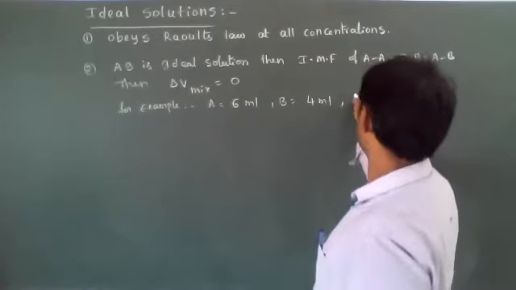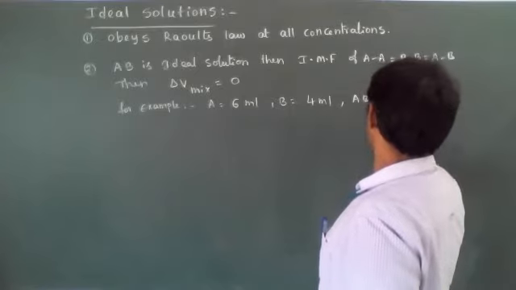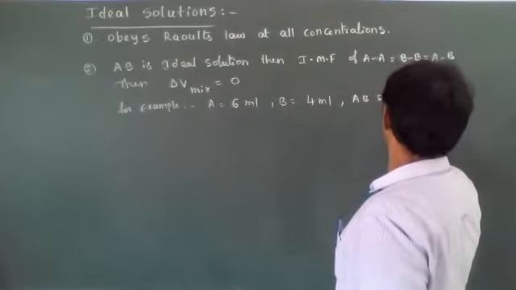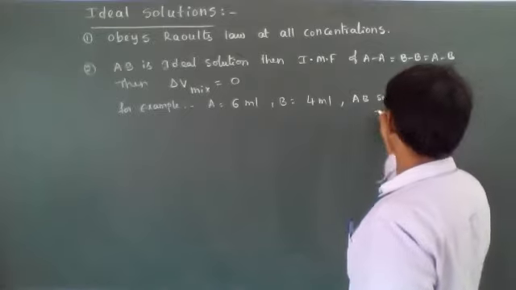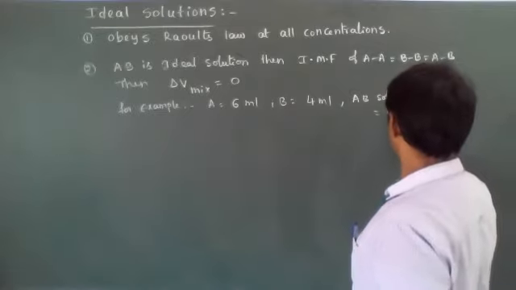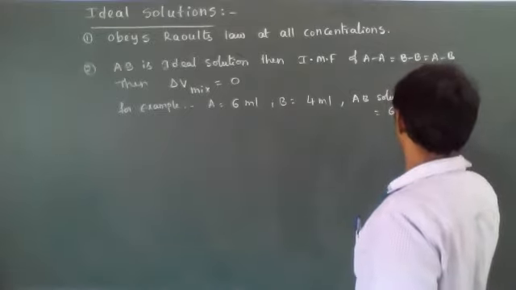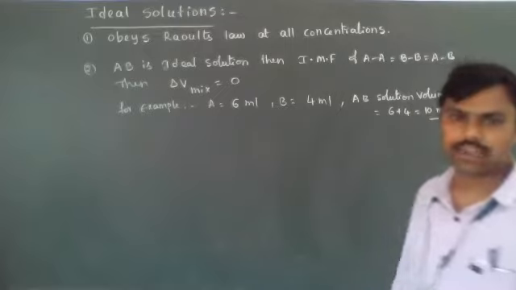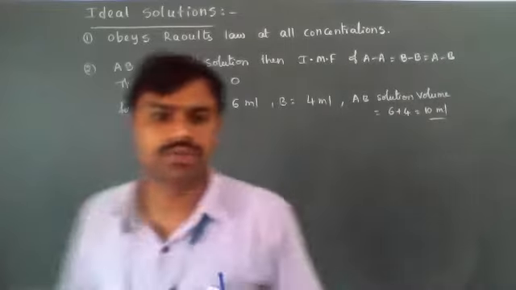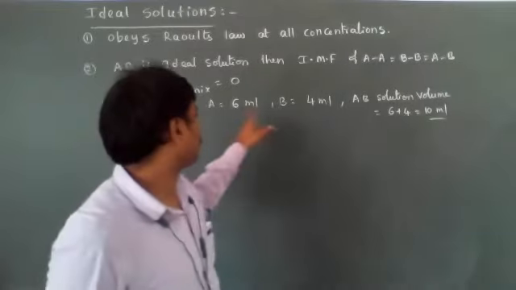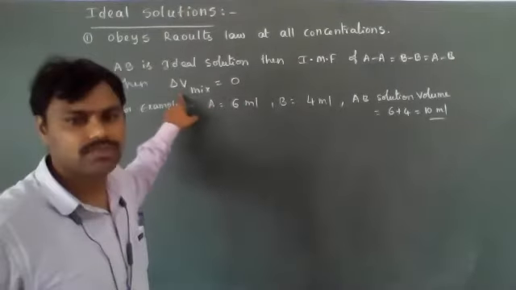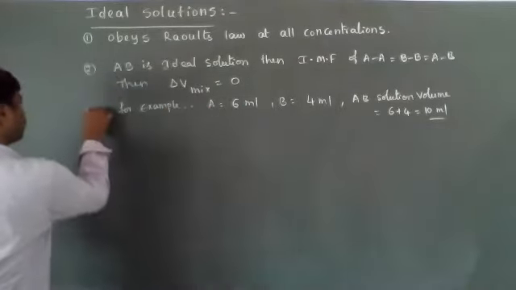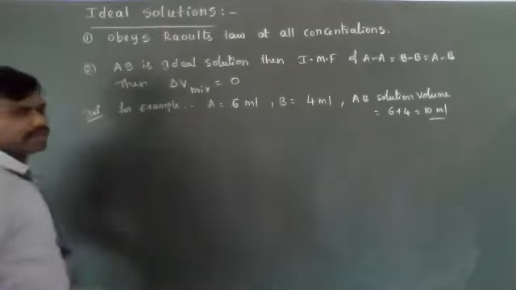Then the AB solution volume is 6 plus 4, equal to 10 ml. When it is an ideal solution, the volume is exactly equal to the volume of A plus the volume of B. That's why delta V mixture is equal to 0. This point is asked in board examinations also.